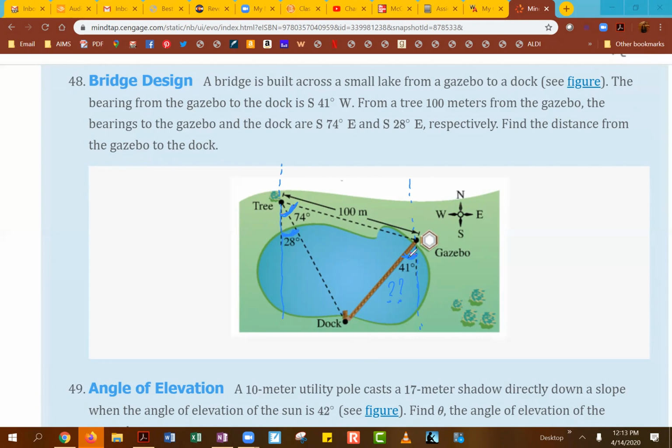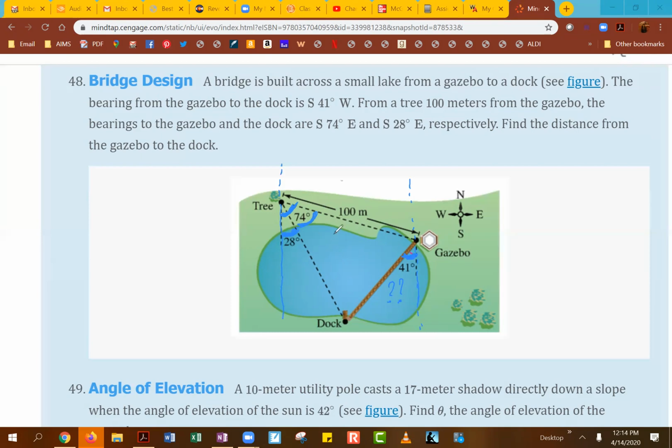So you are given angle 41 over here, which is between the vertical north-south line and that bridge that's built. You are also given the bigger angle near the tree, which is 74 degrees, and the smaller angle is 28. So using that information, do you know what this angle will be, between the line that goes to the dock and the line that goes to the gazebo from the tree? The line in between them? So inside the triangle.